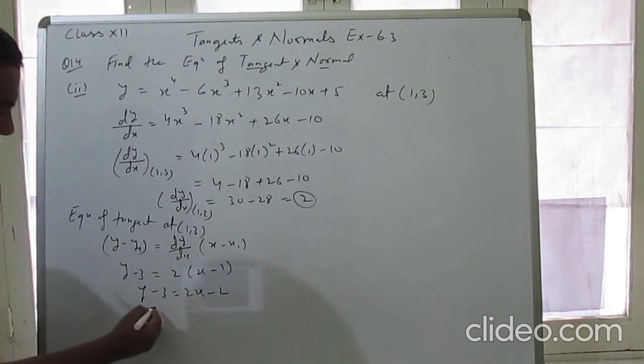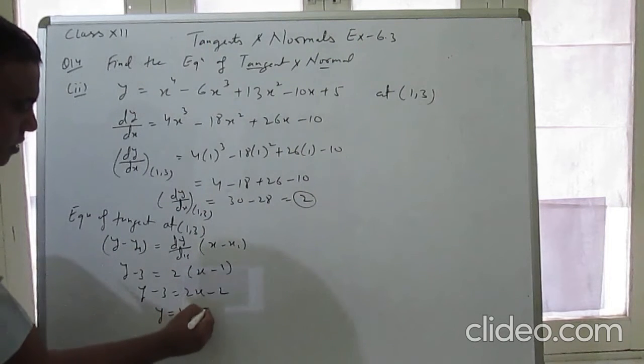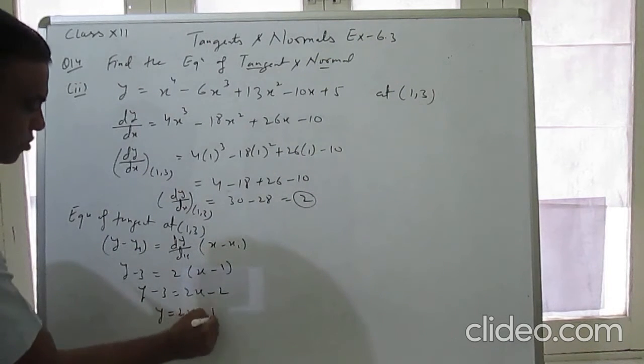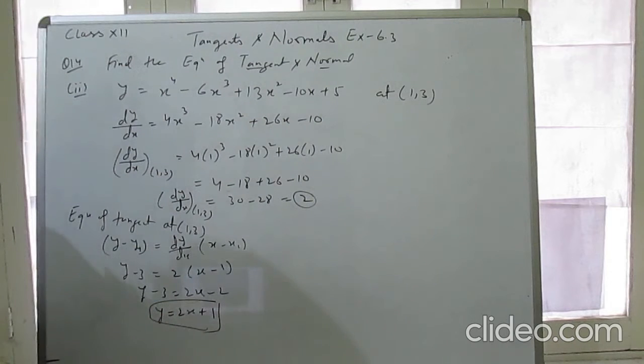So let the 2x stay here, or let y stay here. y is equal to 2x plus 1. This is the equation of tangent: y is equal to 2x plus 1.